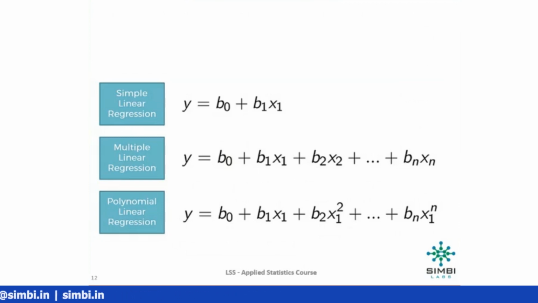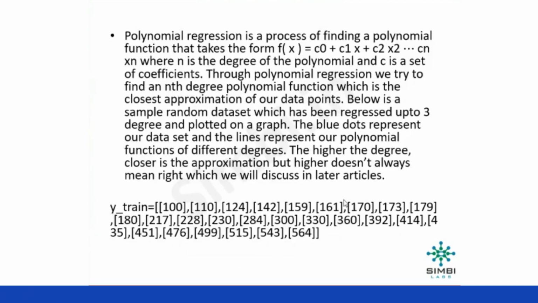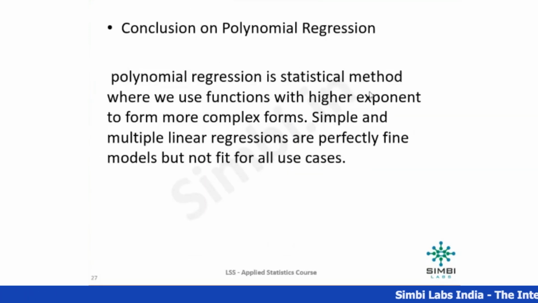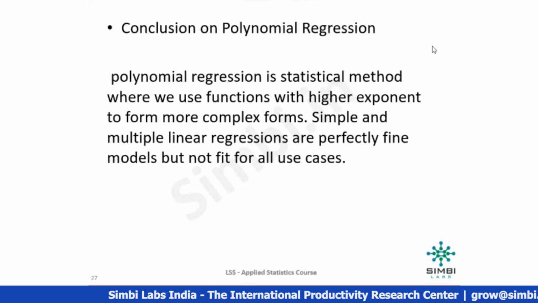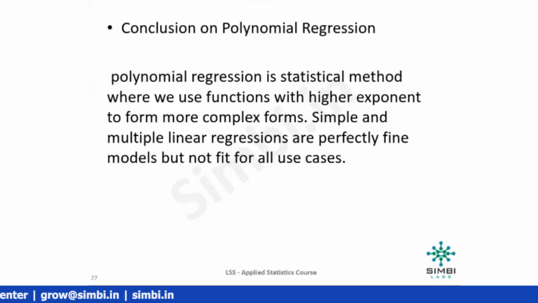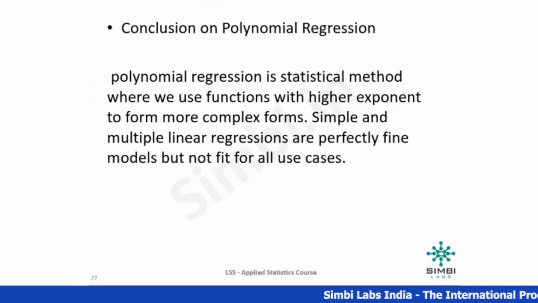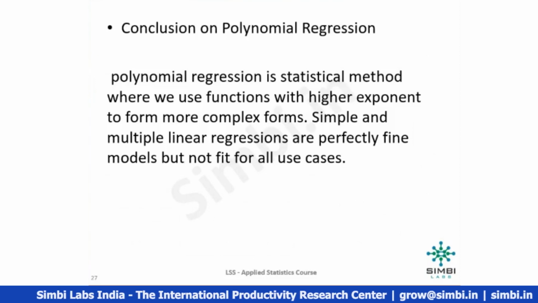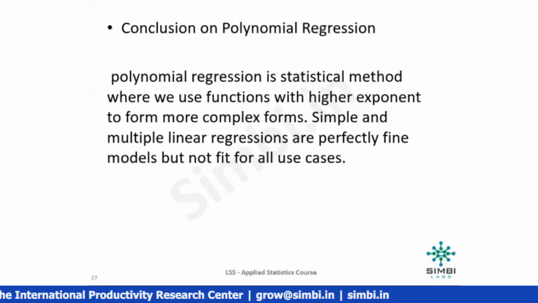So in conclusion, polynomial regression is a statistical method where we use functions with higher exponents to form more complex models. Simple and multiple linear regressions are perfectly fine models but not fit for all use cases. Polynomial regression allows us to model complex nonlinear relationships between input and output variables. By adding polynomial terms to the linear regression model, we can capture non-linear trends and make better predictions on the target variables.